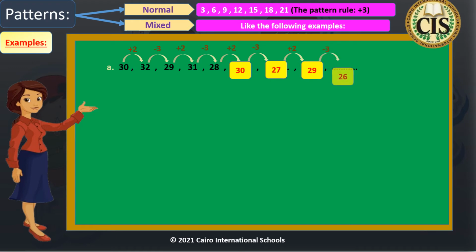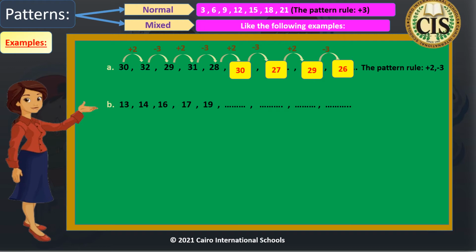29 minus 3 equals 26. Yeah, now we can say that the pattern rule is plus 2 minus 3, because each time we are adding 2, then subtracting 3. Adding 2, then subtracting 3, and so on. Look at the next one.